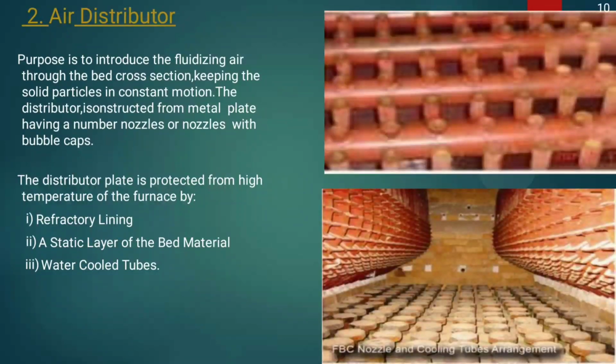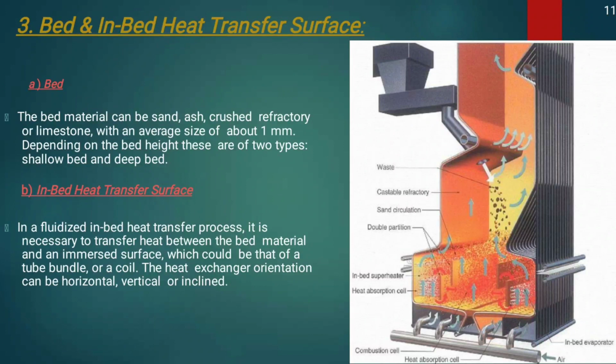Air distributor. The purpose of the air distributor is to introduce the fluidizing air through the bed cross section, keeping the solid particles in constant motion. The distributor is structured from a metal plate having a number of nozzles or nozzles with bubble caps. The distributor plate is protected from the high temperature of the furnace by refractory lining, a static layer of the bed material, or water cooled tubes.